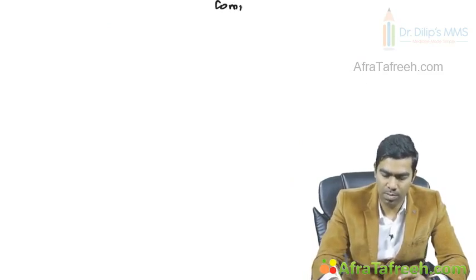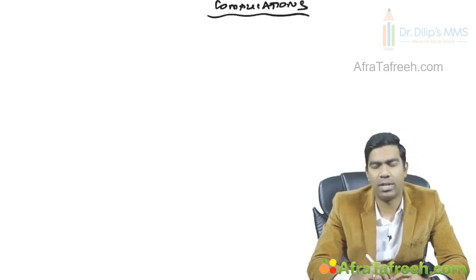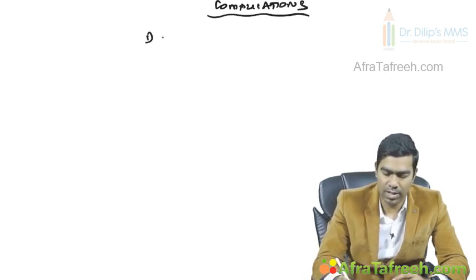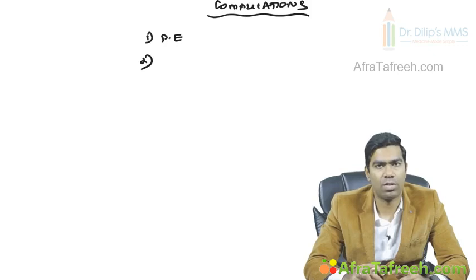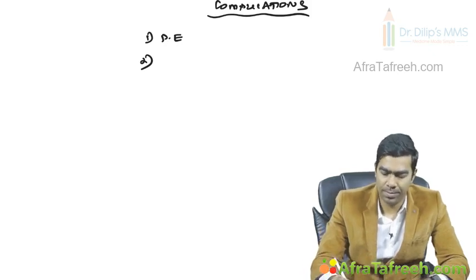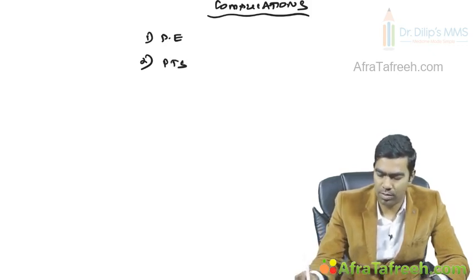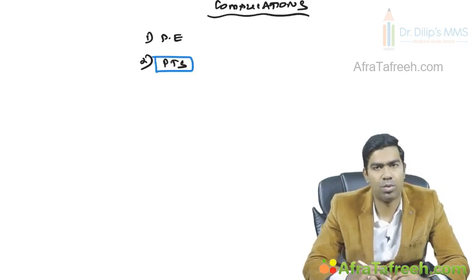Now, the final thing about this particular video is the complications of DVT. So what are the complications of DVT? Number one, obviously, is pulmonary embolism. There's no doubt about that. It's one of the deadliest and most important complications. Second one is post-thrombotic syndrome, called PTS.